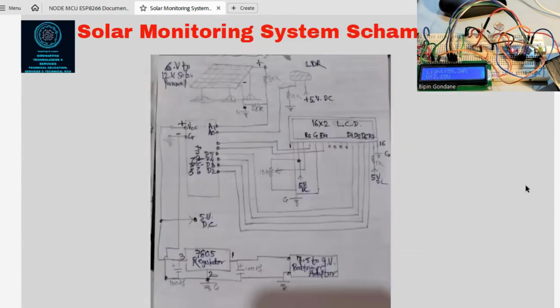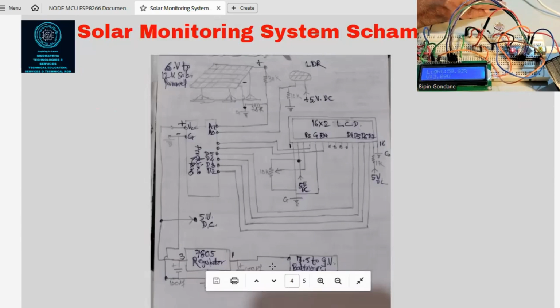Now this is the schematic diagram, a very rough schematic diagram. I have made it, so you can just copy it down. There is a 6 to 12 volt panel, there is an LDR, and this is how the supply has been given. Two wires are coming from the solar panel and given into A1 and A0. I will explain when I make it bigger. A regulator has been used. You can see on the bottom side a 7.5 to 9 volt adapter, then the regulator, and it is going to the LCD. I hope you understood this.